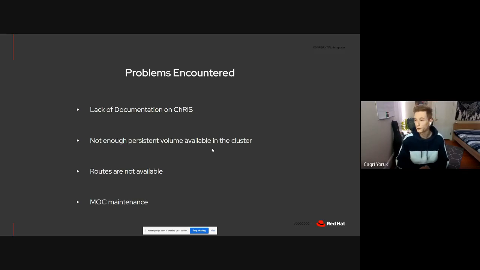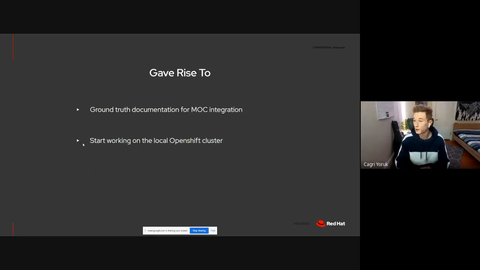And the first one is, even though we had documentation, it was not sufficient. So we had a lack of documentation on ChRIS regarding the MOC integration. And even after having this integration, after deploying our services, sometimes we didn't have any persistent volume available in the cluster. Sometimes the routes were not available, and sometimes there was maintenance. So all of these problems gave rise to building a MOC integration document that can be treated as a ground truth, and to start working on a local OpenShift cluster.